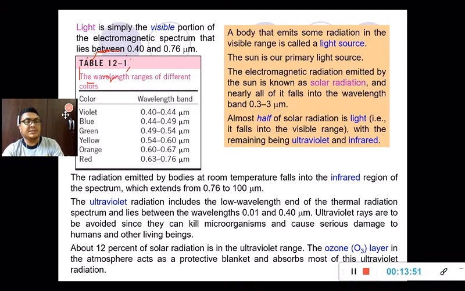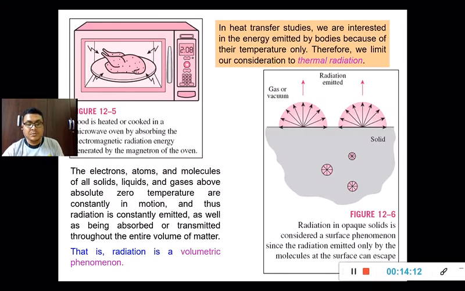So 50% is in light, 5% is in ultraviolet, meaning that another 38% is in infrared.